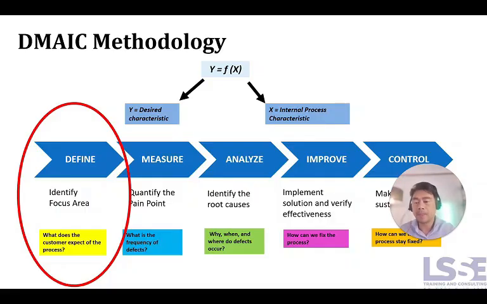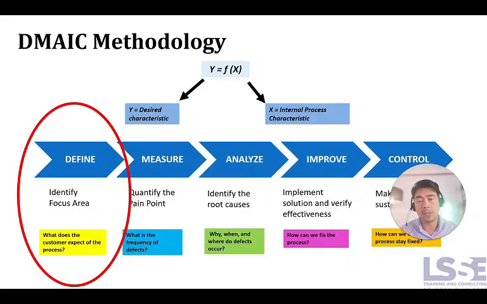Under D or define, you identify what the customer expects of your process. Then you go to measure, where you quantify the pain, you identify the frequency of the defects, and here you eliminate the ambiguities because you get to know what it is that you're trying to measure. And then you go to A, which is analyze. Now you identify the root causes influencing the output that you would want to improve. And once you've identified that, you go to I, which is improve, and you implement solutions and you verify the effectiveness. Once you've discovered the solution to your challenges, you now go to control. You make sure that the solutions that you implemented become sustainable.